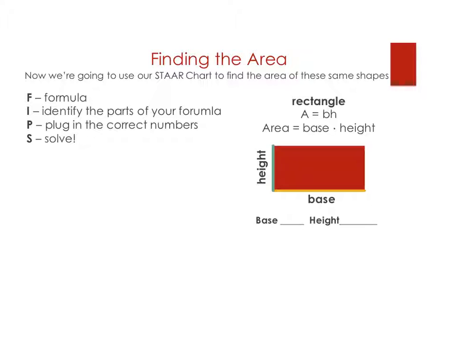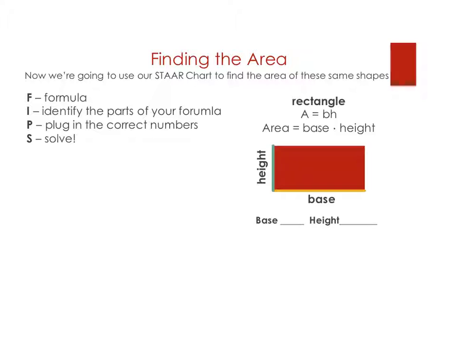So now that you found the area of all three shapes using your geoboard, we're going to find the area of all three shapes using our star chart. So make sure you have your star chart and a sheet of paper next to you, okay? What I need for you to do right now is make the same rectangle that you made before. Please pause the video if you need to.